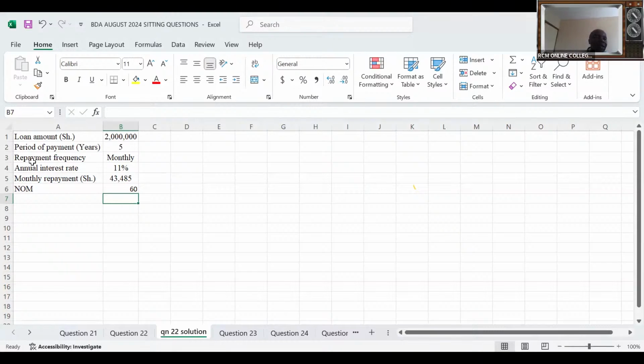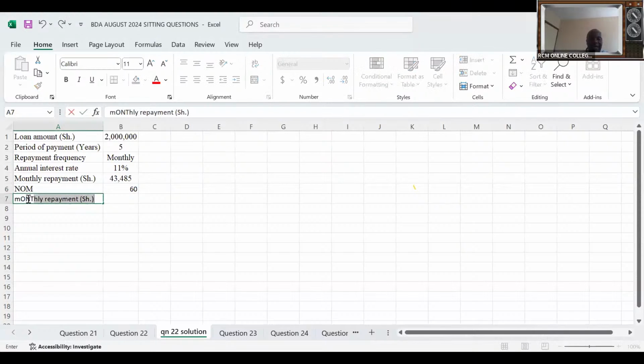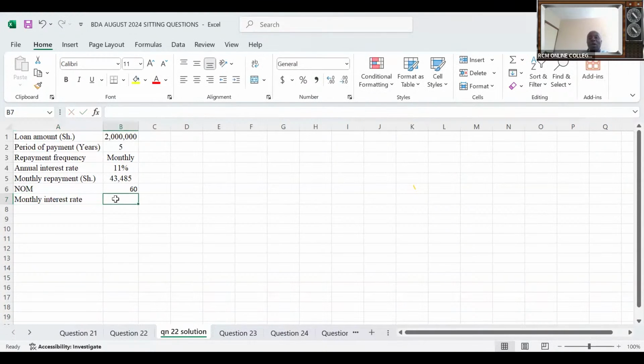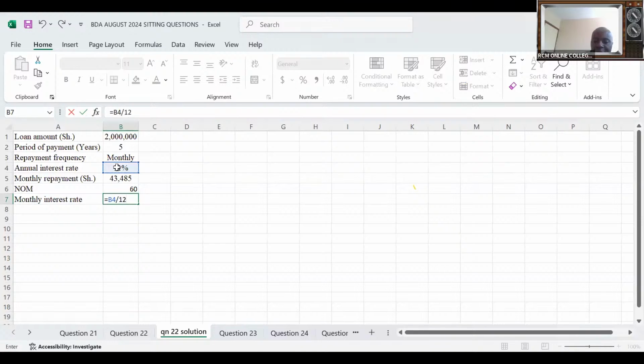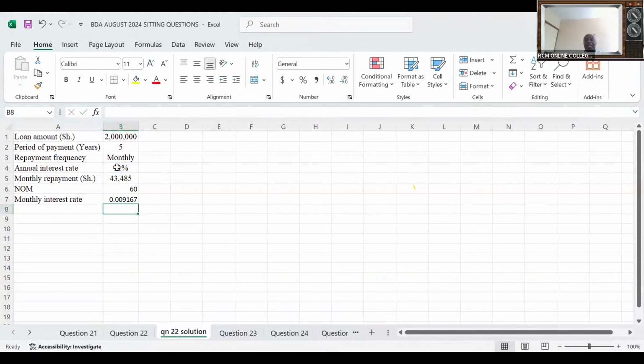And then now we have the annual interest rate. Now I need the monthly interest rate. Whatever I have here is for a whole year. So remember, when I'm starting a function in my cell, I must start by saying equals. So this 11% is for a whole year, and I want this to be divided into 12 months. So take the cell, you say divide by 12 like that. I don't have to change it to percentage. I can just leave it like that.